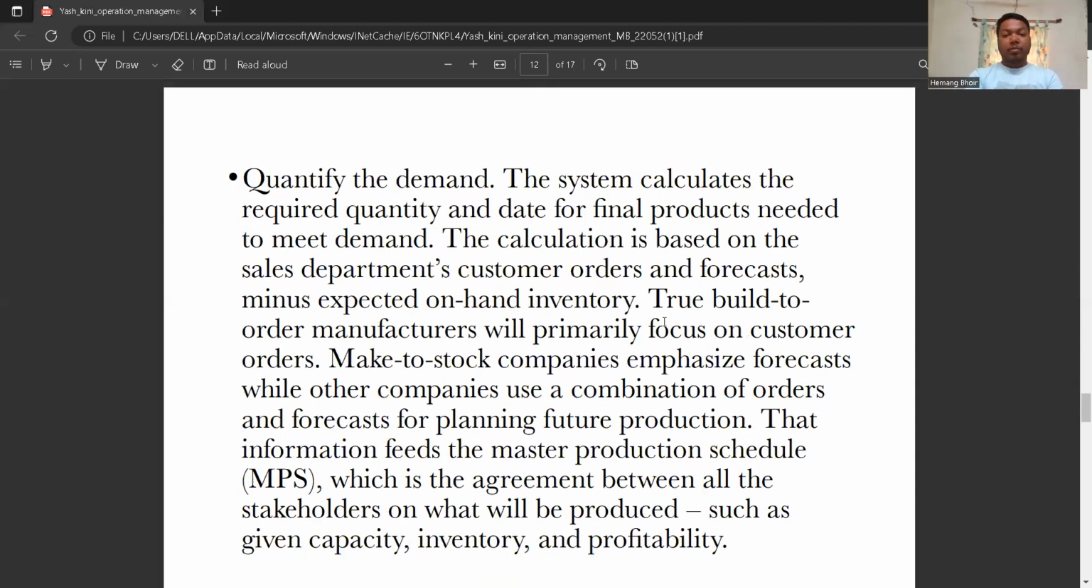quantify the demand. The system calculates the required quantity and the dates for the final product needed to meet the demand. The organization knows what quantity is required in the market, and with the date it reaches out with the product and fulfills the demand. The calculation is based on the sales department, customer orders, and forecast, to minimize expected on-hand inventory.